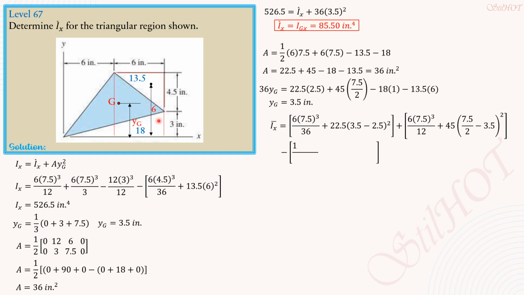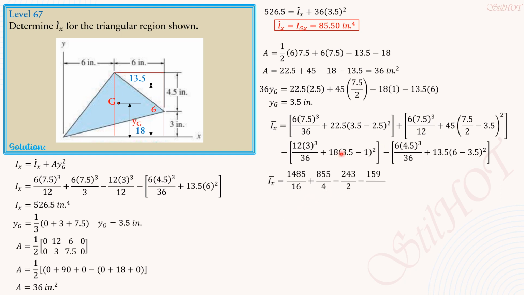Then minus, for this triangle here, base is 12, height is 3 cube over 36 plus area 18, distance YG minus 1, because 1/3 of 3 is 1, quantity squared. Then minus, for this triangle, base is 6, height 4.5 cube over 36 plus area 13.5, distance 6 inches minus YG 3.5, quantity squared. So computing individually, I bar x is equal to 1485 over 16 plus 855 over 4 minus 243 over 2 minus this bracket's value 1593 over 16. Combining, I bar x, IGX, equals 85.5 inches to the fourth.